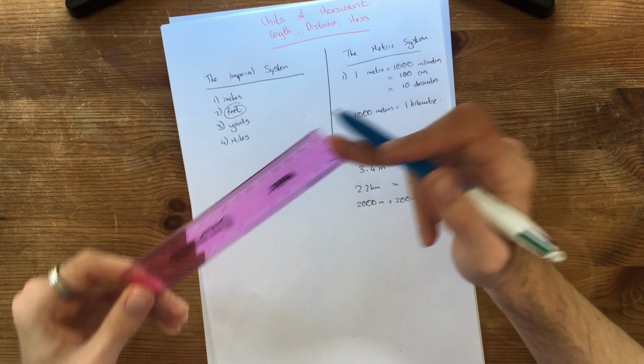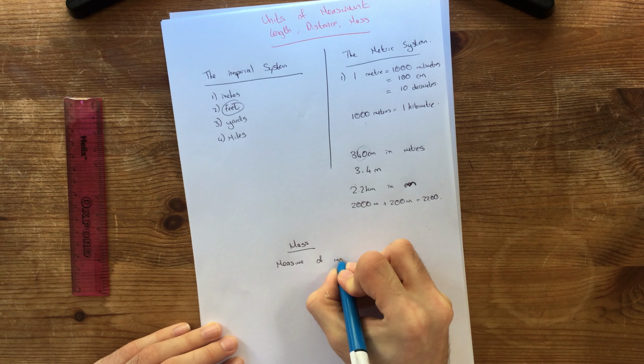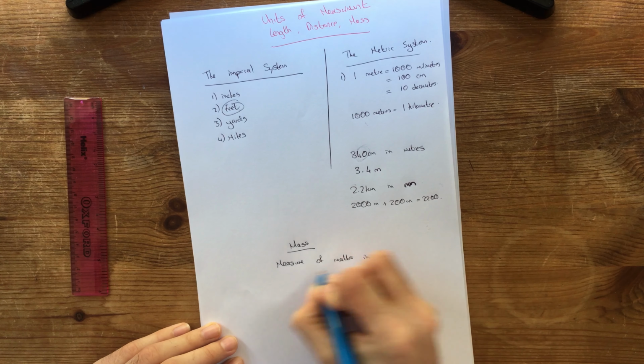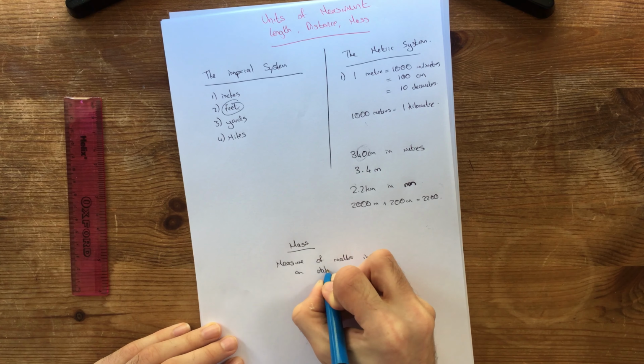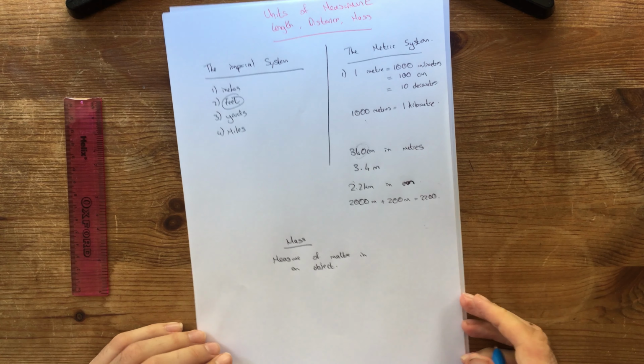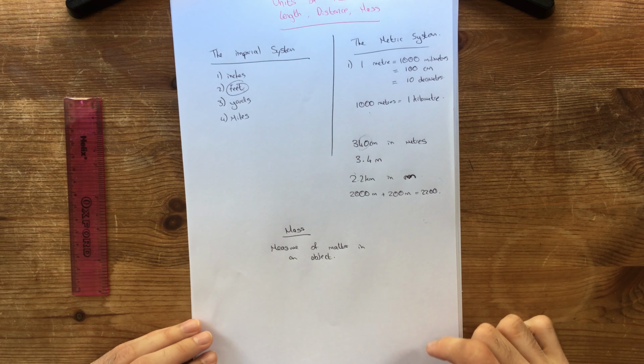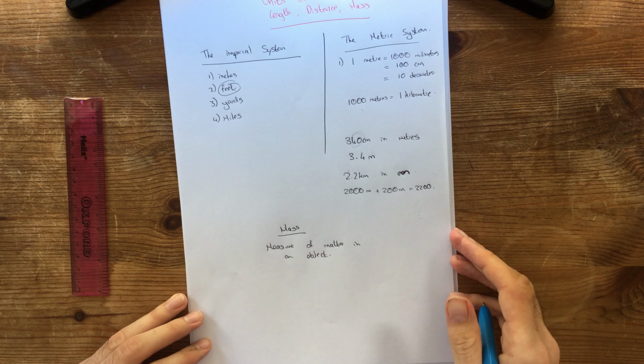Now we've got mass. Mass is the measure of the matter in an object. What that really means is that it's the weight. For us, it's just how heavy it is.